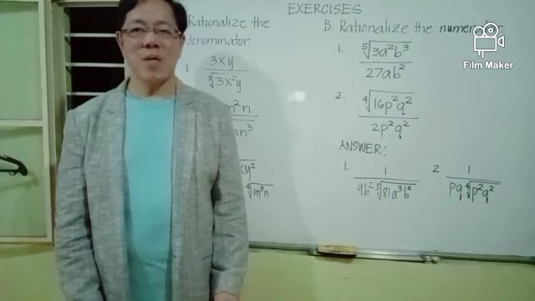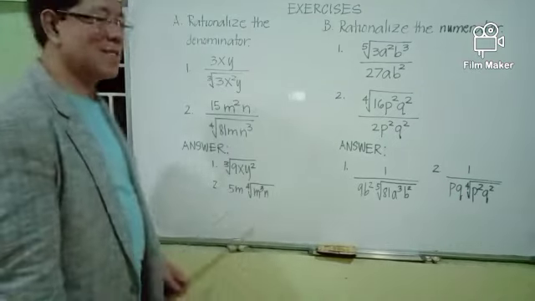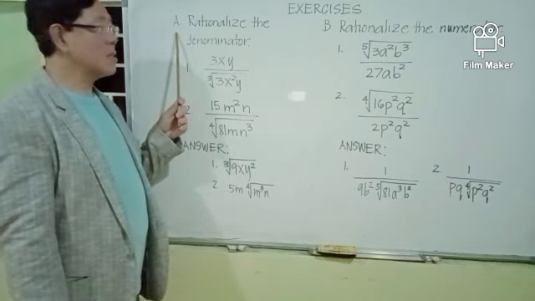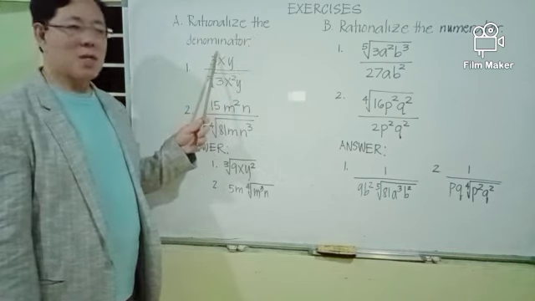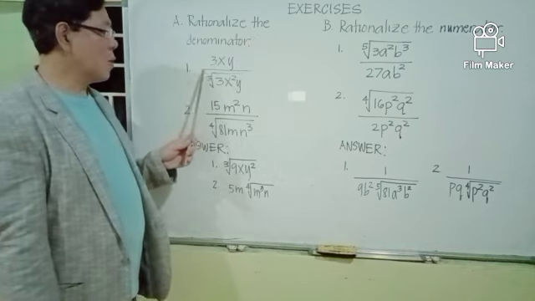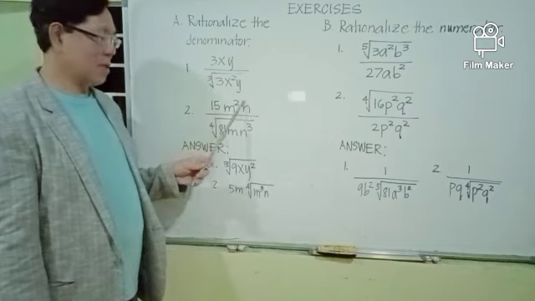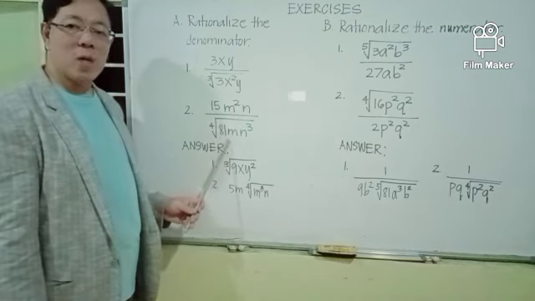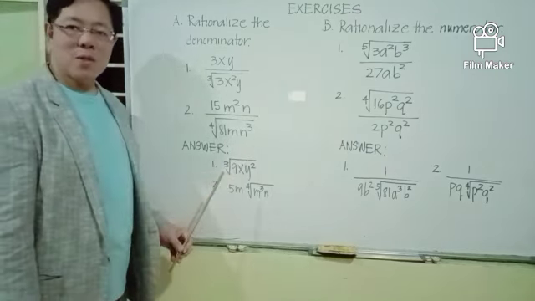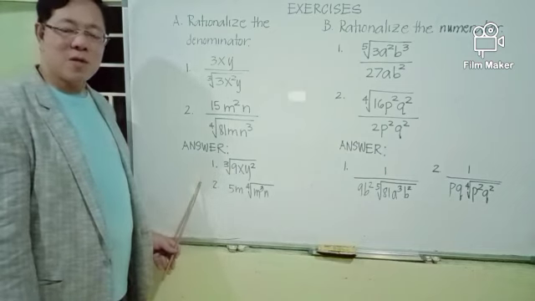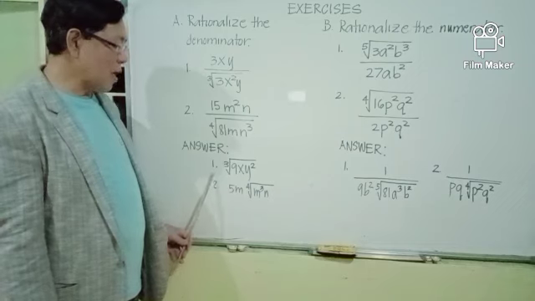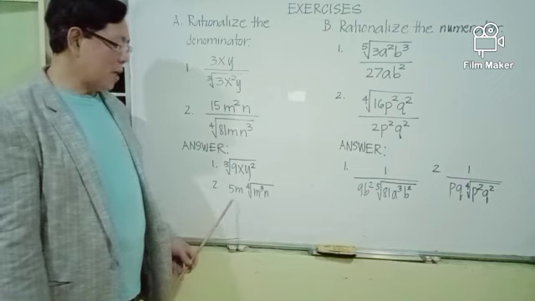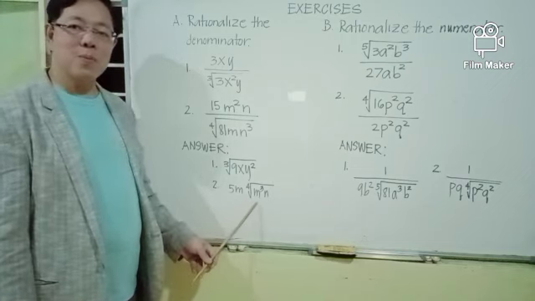For your practice, please try the following exercises. Your exercise consists of 2 parts. In part 1, letter A, rationalize the denominator. Number 1, we have 3xy over the cube root of 3x squared y. In number 2, we have 15m squared n divided by the fourth root of 81m n cubed. And for you to be able to check your answer, I give you the answers for this part of the exercise. Number 1, the answer is cube root of 9xy squared. For number 2, the answer is 5m multiplied by the fourth root of m cubed n.